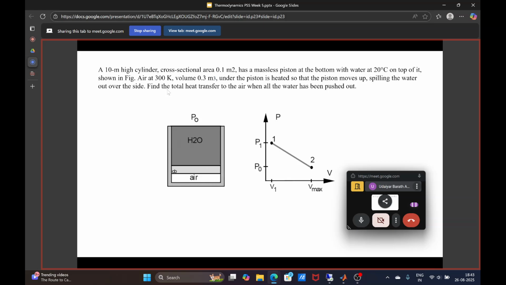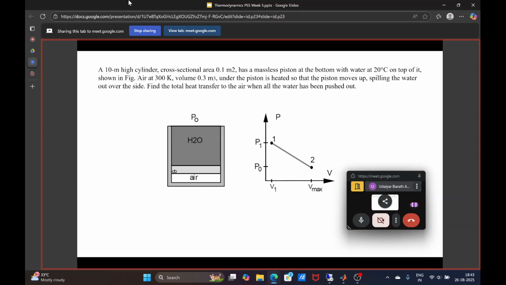So the water is at a temperature of 20 degrees Celsius. Now the air is at a temperature of 300 Kelvin. So this is 300 minus 273, that is around 27 degrees Celsius. And the volume, they say, is 0.3 meter cube. So your cross section area is 0.1 meter square, multiplied by 3 is 0.3. So you have 3 meters of air inside, and above that you have the piston, and then the rest is water.